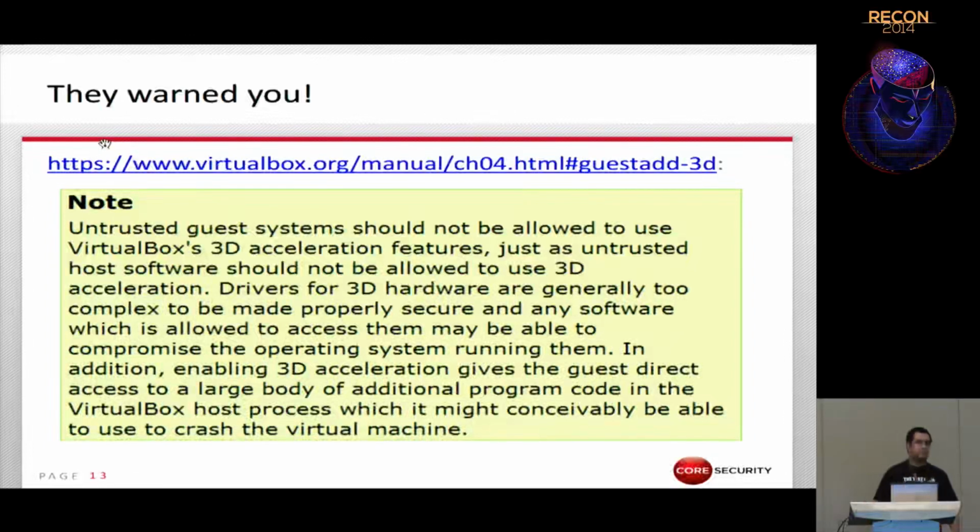And this is an interesting warning that you can find in the online documentation for VirtualBox. Basically, they are telling you that enabling the 3D acceleration feature for untrusted guest systems may put the security of the hypervisor at risk. They know that the code that implements 3D acceleration is huge and also complex, so they are afraid that bugs in that code may be used to crash a virtual machine. However, we are going to see during this talk that the bugs present in this code can be used to do way more than just crashing a VM. In fact, we'll be able to escape from the VM and execute arbitrary code on the host.